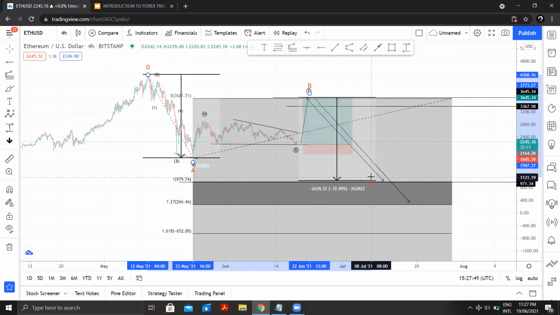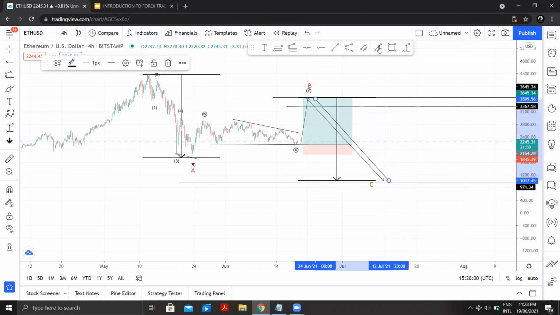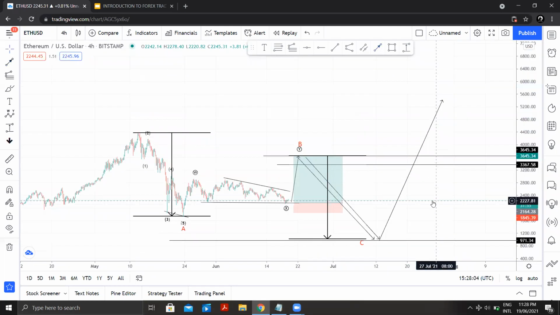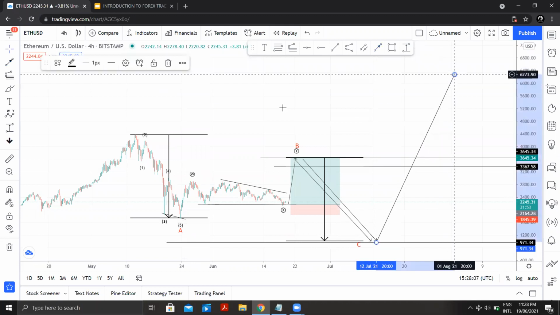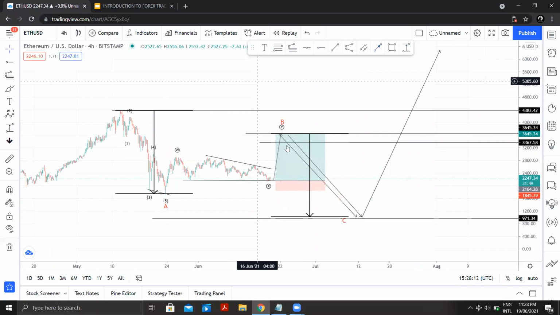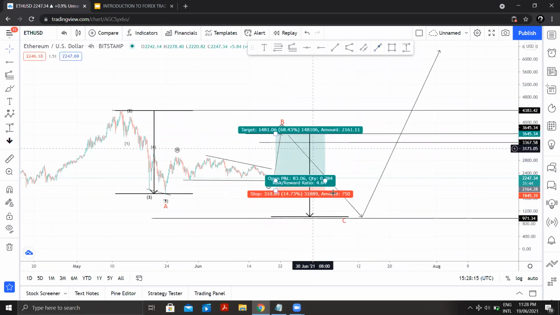Can you see now? I've already placed it there. I'll be looking at my wave C at this level. I'll be looking for wave C from here down to this level before any correction to the upside, before price keeps going up again to break this particular high, because prices will come to break this high. So this is what I have for the meantime, which I'll be looking at.